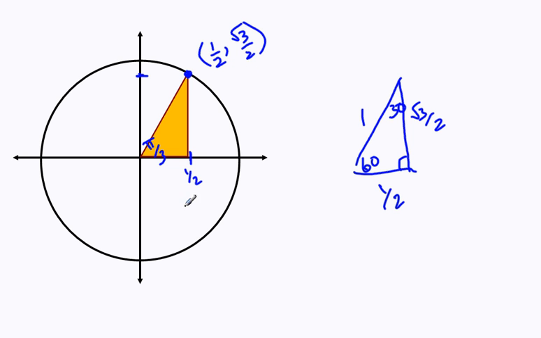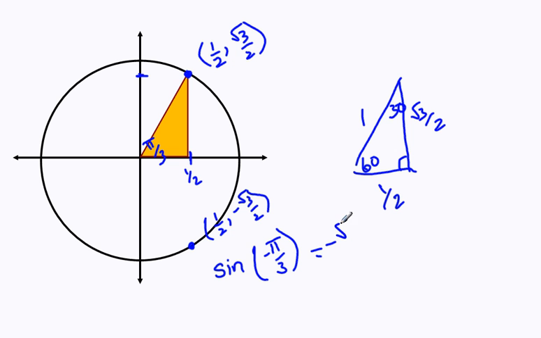So let's just try one like this. What if I asked you for the sine of negative pi over 3? Well, if you're going to negative pi over 3, you'd come down here, and you'd be reflecting over the x-axis, which means that the y-coordinate changes. So that'd be 1/2, negative root 3 over 2, and I've got my answer. It's the y-coordinate. It's negative root 3 over 2.